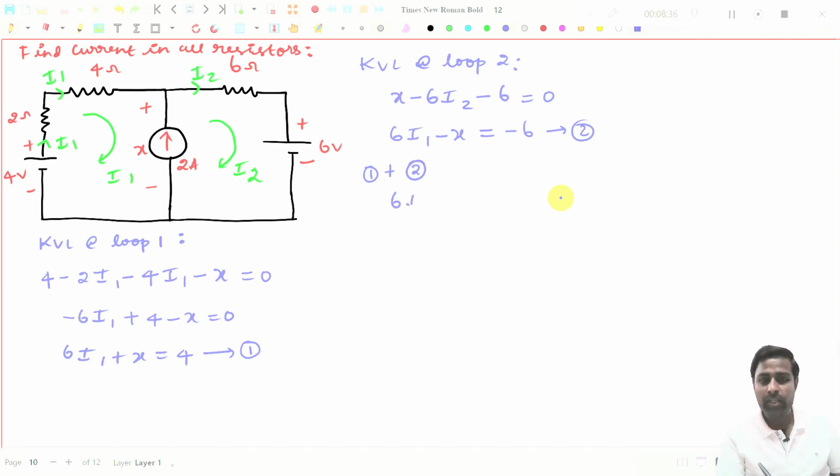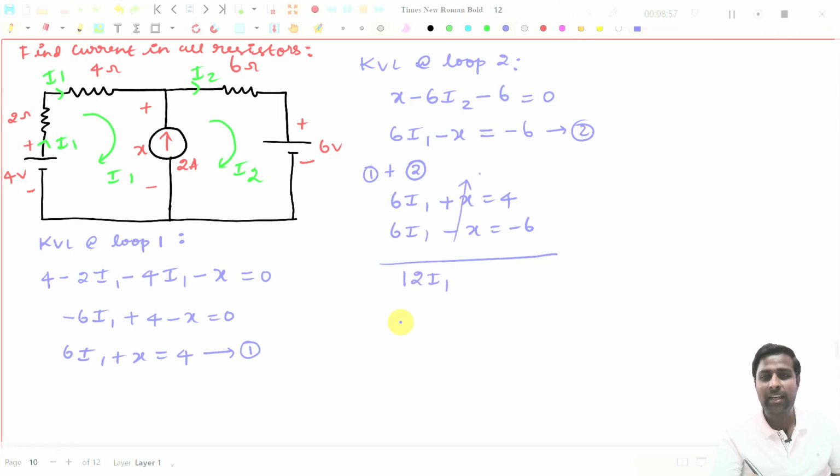6I1 plus x will be equal to 4, that is expression number 1, and 6I1 minus x will be equal to what? Minus 6. If you add these two, you will get plus 12I1, and this term will be cancelled out. That is 0, because plus x minus x, if you add these two, you will get 0, right?